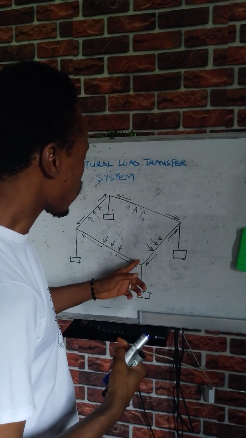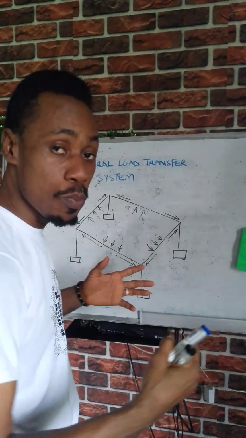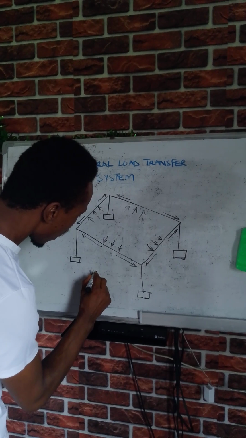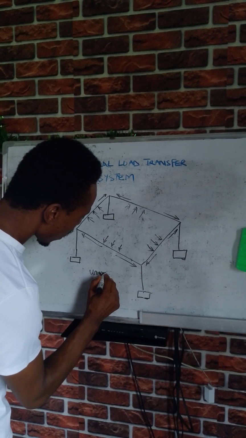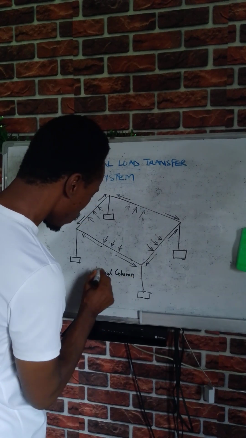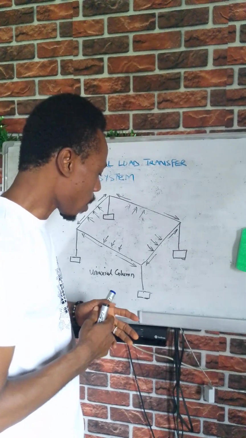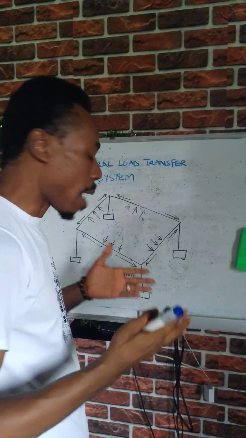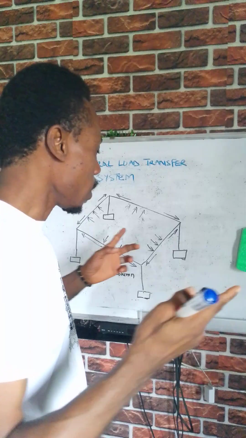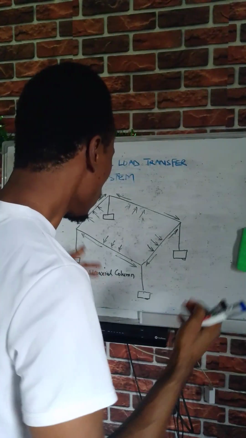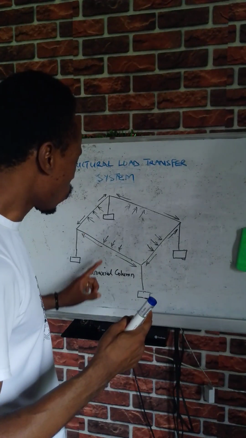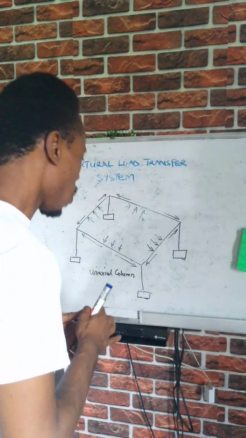When you have a column that has two beams hinged to it, it is what we refer to as a uniaxial column. Uniaxial columns, based on their positions, are columns that support beams from two directions. When you identify such a column, we call those columns uniaxial columns.